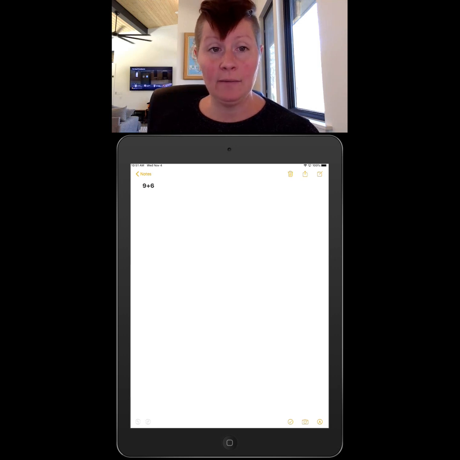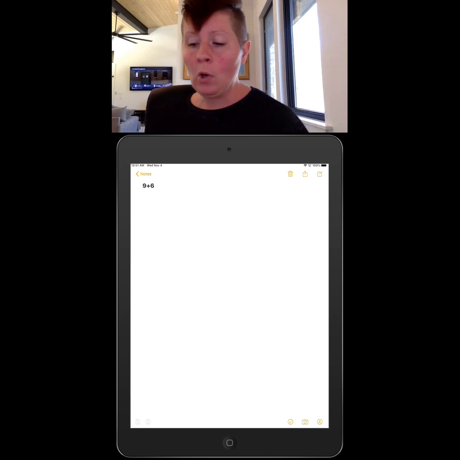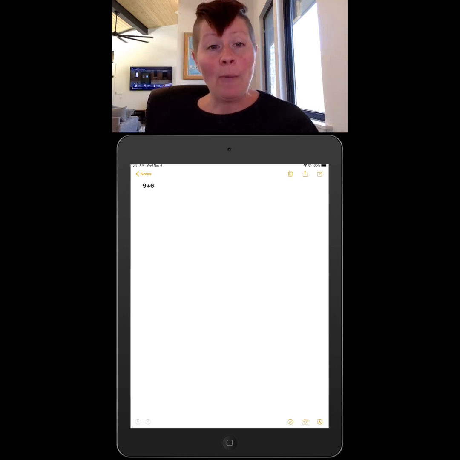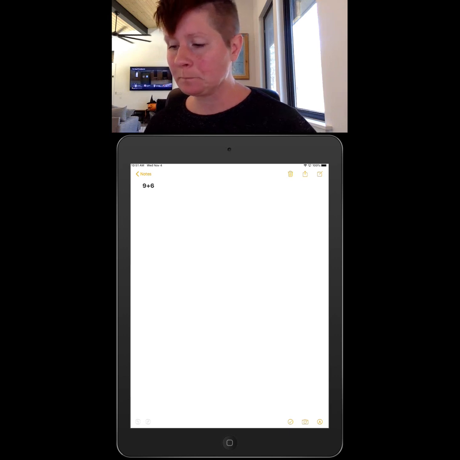The next thing for this week is going to be taking a 1 out of a number to make a 10. So when we have an addition problem, we want to think about how we can make a 10 because it's going to make it easier for us to mentally add. So I have 9 plus 6 here.